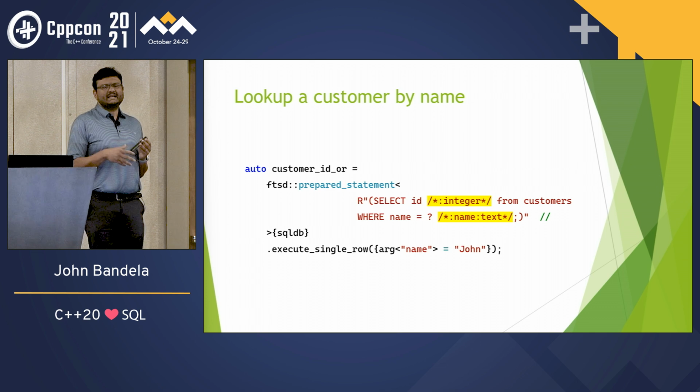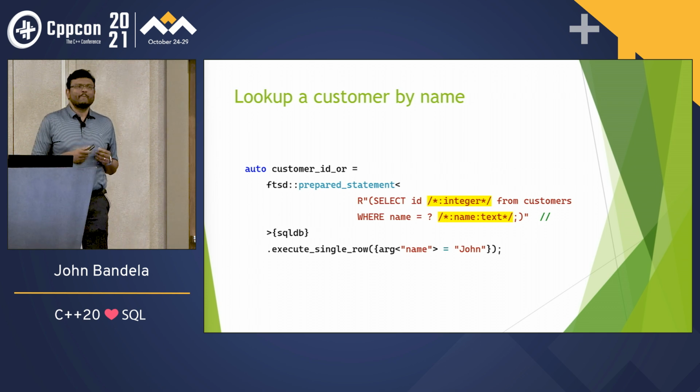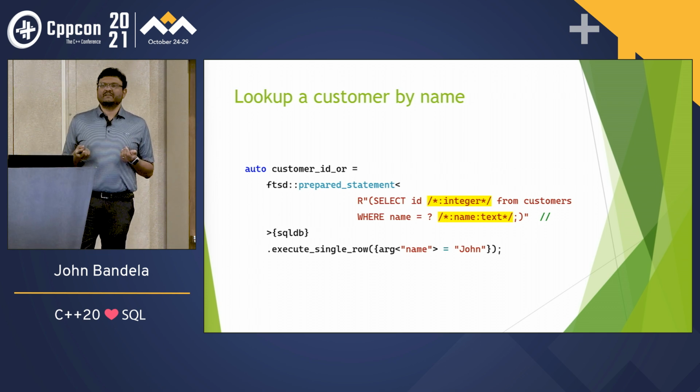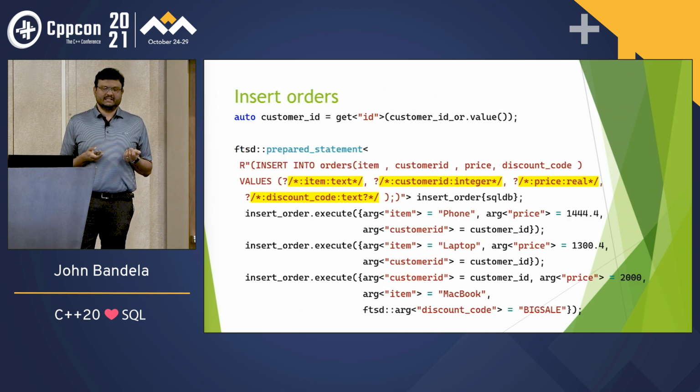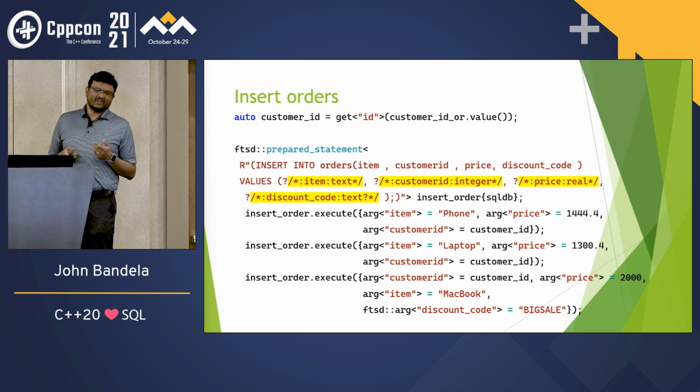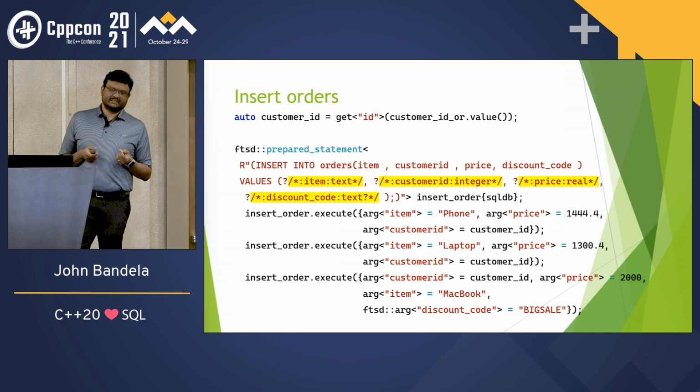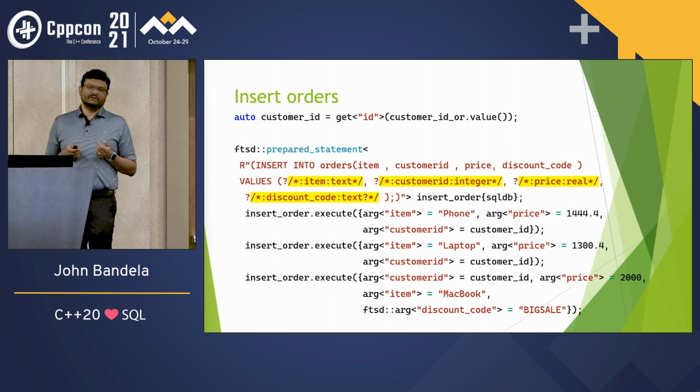Okay, so what we're doing is executing a single row. It's giving us back an optional, because it may not be a single row. If it's empty, then it just gives us an optional. So yeah, customer ID, we get ID, we check if it's there or not, and then we can call get ID on the ID or value.